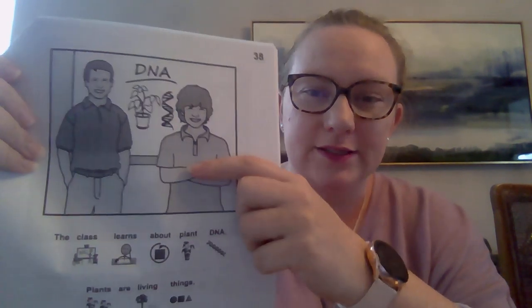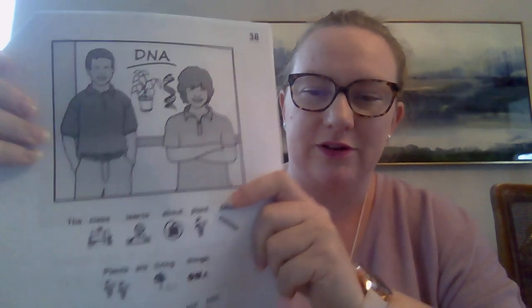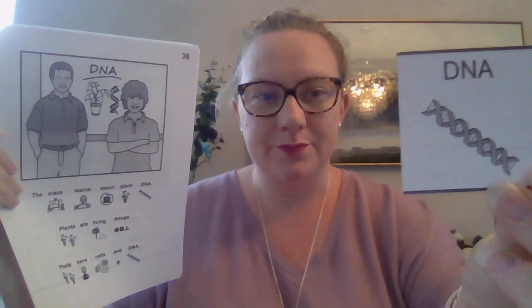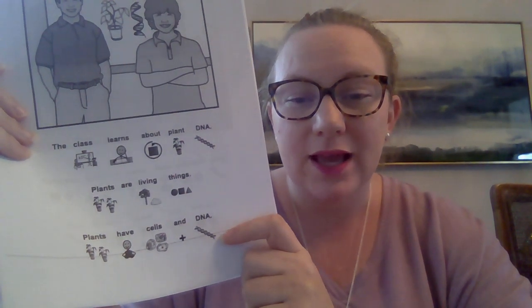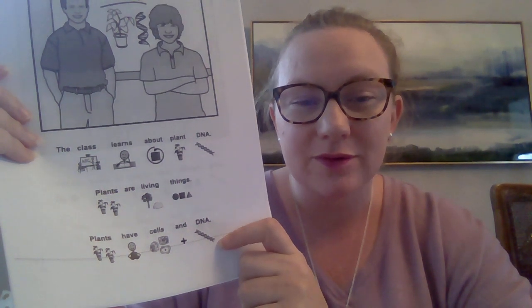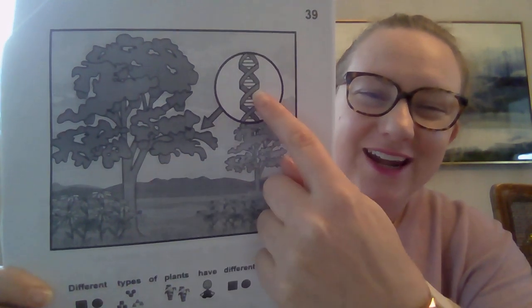All right, here we go. We have our friend and his teacher, and at the blackboard behind them, it looks like they're talking about DNA in plants. All right, the article says, the class learns about plant DNA. Hey, I think that's question 1, plant DNA. Plants are living things, right? They grow. And plants have cells and DNA. That's what we've been talking about. Cells and DNA. They are living things. We have a picture here of a plant, a living thing, this tree, and it has DNA.